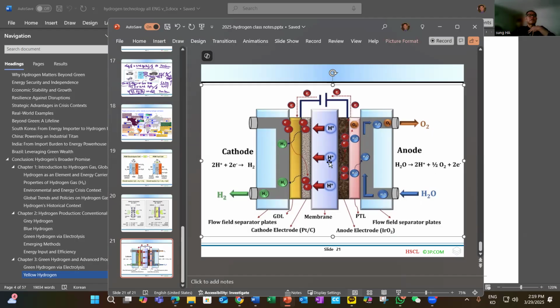This H plus travels through the proton membrane, and at the cathode side, it meets with the electron. So basically, the proton reacts with the electron, giving us the hydrogen gas. So the output from this cathode will be the hydrogen gas. Now, here the most important point is that we need a catalyst.